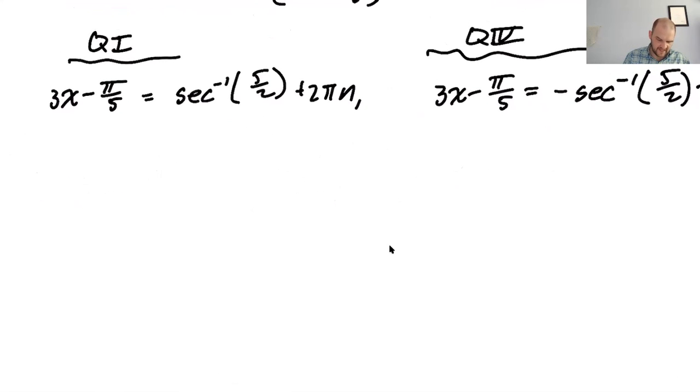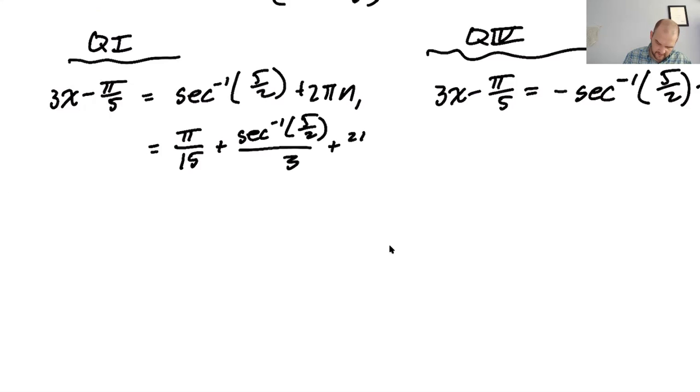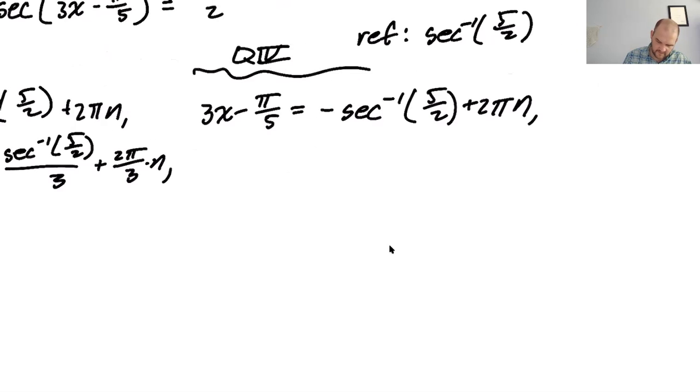All right, here we go. I am going to add pi over 5 and divide by 3. There's nothing currently to add pi over 5 to, there's no like term. So it's just going to be pi over 5 divided by 3, which is pi over 15. Secant inverse of 5/2 over 3 plus 2 pi over 3 times n. So that'll be x there. And then here, same deal. We'll get x is add pi over 5 divided by 3 is pi over 15.